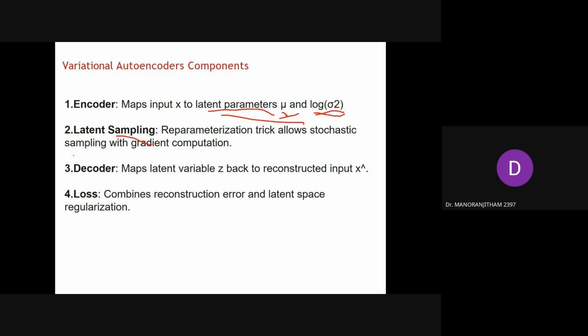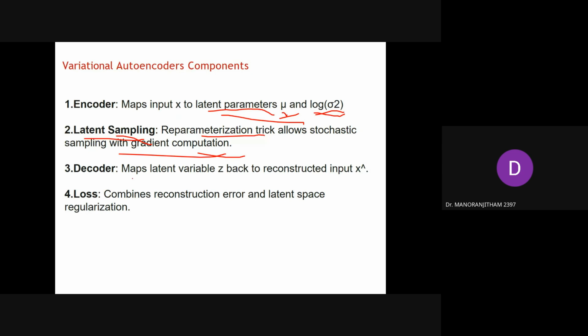The second component is latent sampling. The reparameterization trick allows stochastic sampling with gradient computation. So here we use gradient operations to minimize the losses. Then we have the outputs mu and log sigma square and the latent sampling, the encoded output, and this output will be given to the decoder.